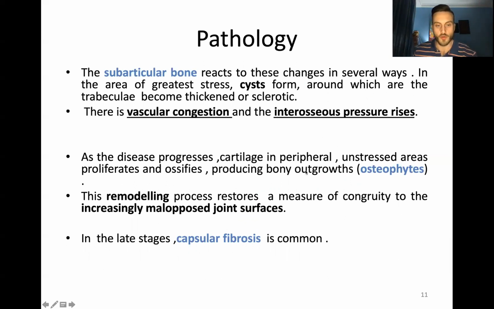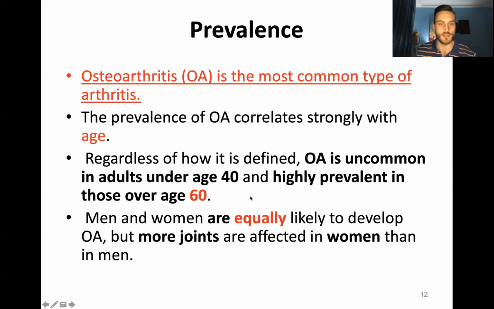We already talked about the osteophytes. The remodeling process restores a measure of congruity, increasing the opposition of the joint surface. So that's why the deformity is going on, and capsular fibrosis. Osteoarthritis is the most common type of arthritis.